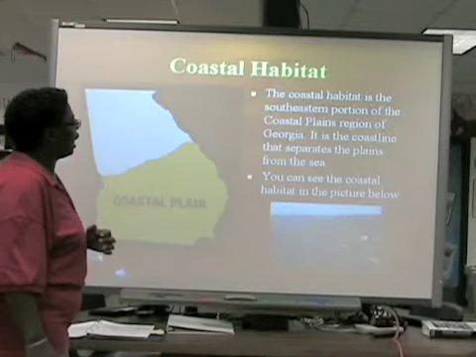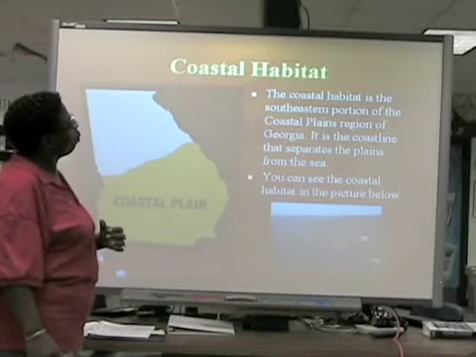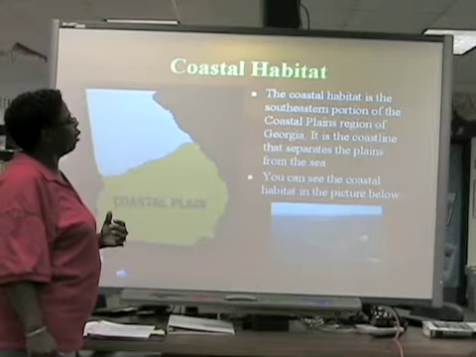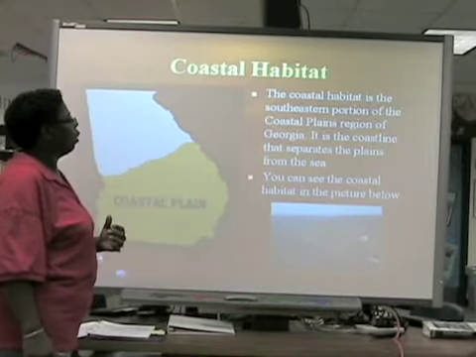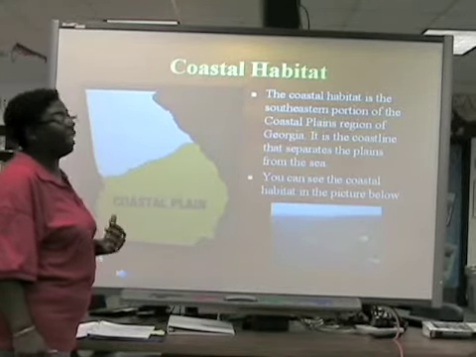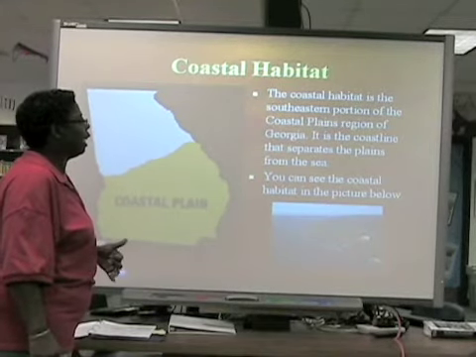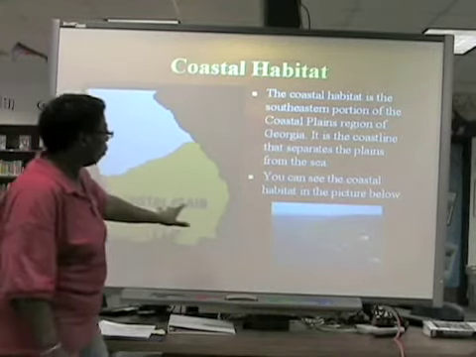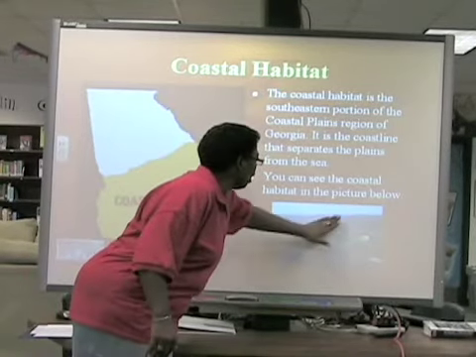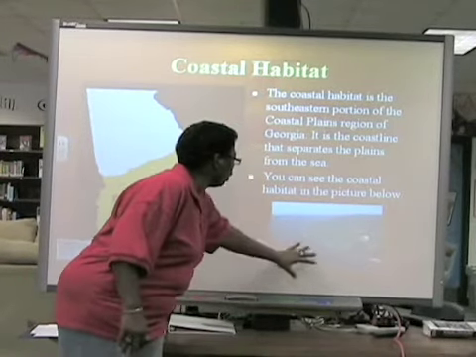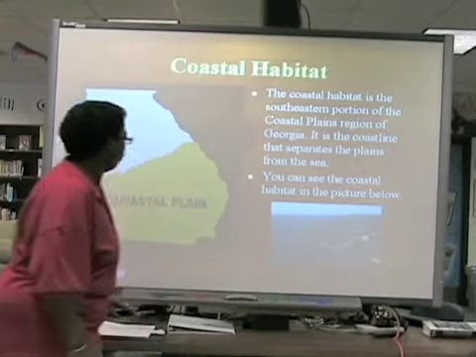The coastal habitat is the southeastern portion of the coastal plains region of Georgia. It is the coastline that separates the plains from the sea. You can see the coastal habitat in the picture below. So here you go. Here's your coastal habitat. Now you're all the way out to sea here in the Atlantic Ocean.